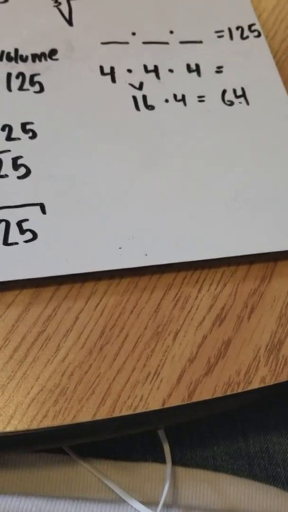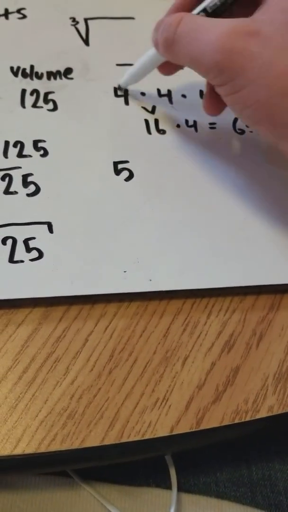So I'm just going to up it by 1. We start at 4. Let me up it to 5. So we know that 4 was not right. It was too small. So I'm going to guess 5. 5 times 5 times 5. Does that equal 125?